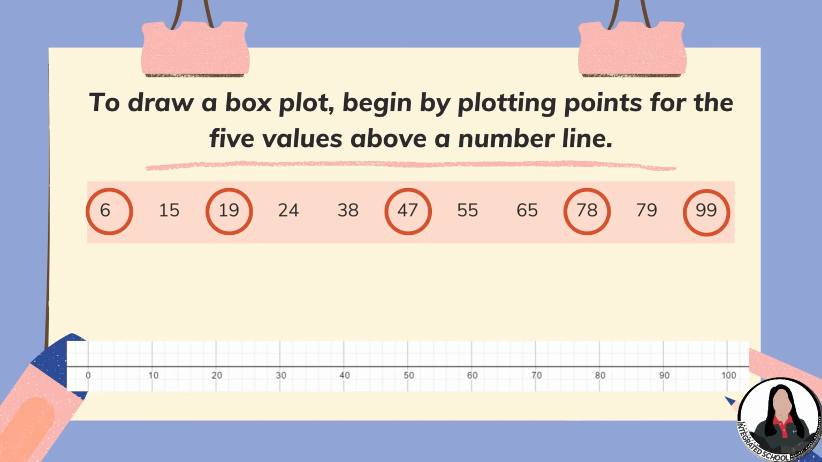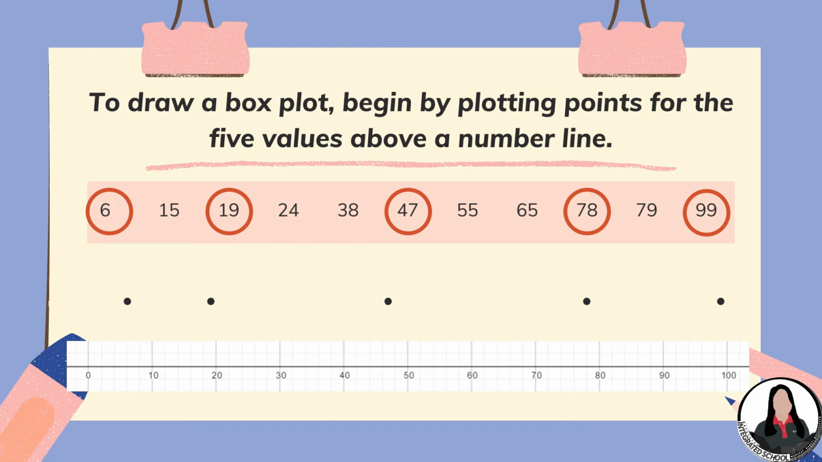For us to draw a box plot, let us begin by plotting points for the 5 values above a number line. We have a number line here. I started from 0 to 100 since the scores in our dataset run from 6 to 99, so they are in between 0 and 100. First, we plot 6, which is the lowest extreme, then 19, which is the lower quartile, 47, which is the median, 78, which is the higher quartile, and 99, which is the highest score.